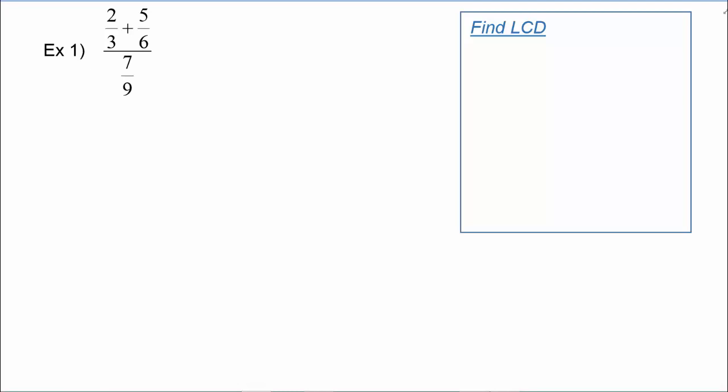We have in the numerator 2/3 plus 5/6, and in the denominator we have 7/9. Now what we want to do is find the least common denominator of all these extra denominators. So we have 3, which is prime. We have 6, which is factored to 2 times 3. And we have 9, which is factored to 3 times 3, which is 3 squared.